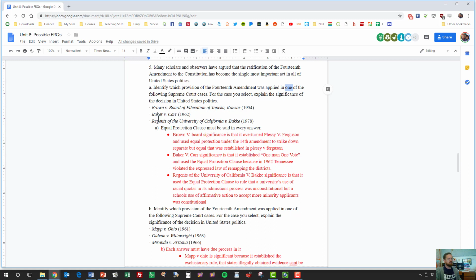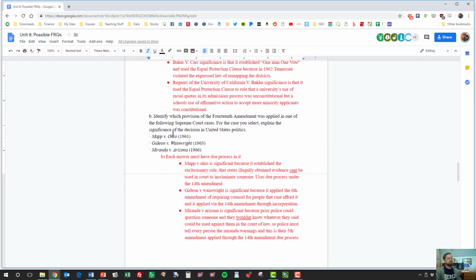So every single one of these cases is equal protection, but you need to know what the case is about. I just made a whole video talking about court cases, but Brown v. Board, separate but equal, struck down. Baker v. Carr, one man, one vote. You can't have malapportionment. And this is affirmative action had gone too far with the UC versus Bakke.